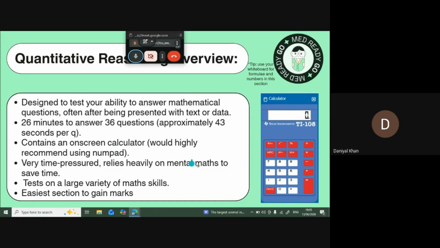It tests you on a large variety of math skills, so it can virtually be anything, but it's mainly at GCSE level. It's not overly complicated. It requires you to have an understanding of maths though, but it's very basic. And yes, it is the easiest section to gain marks on.